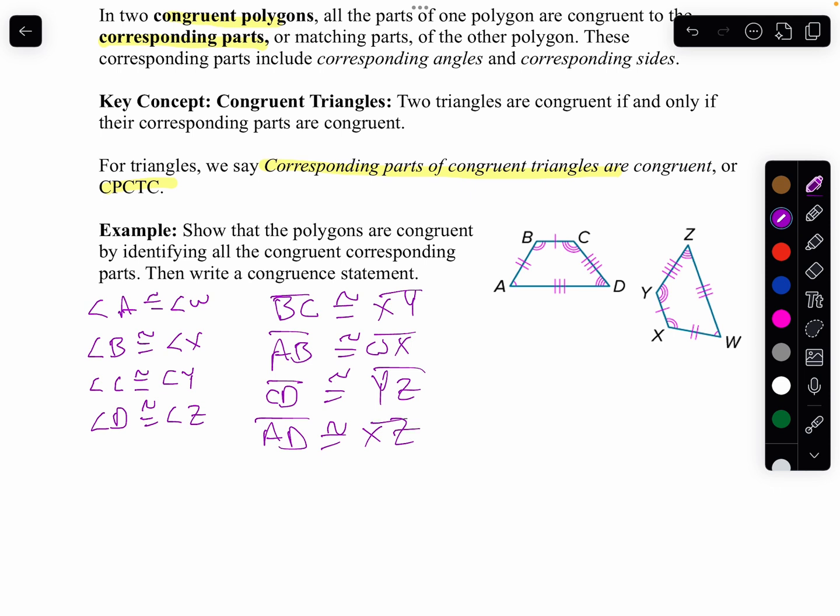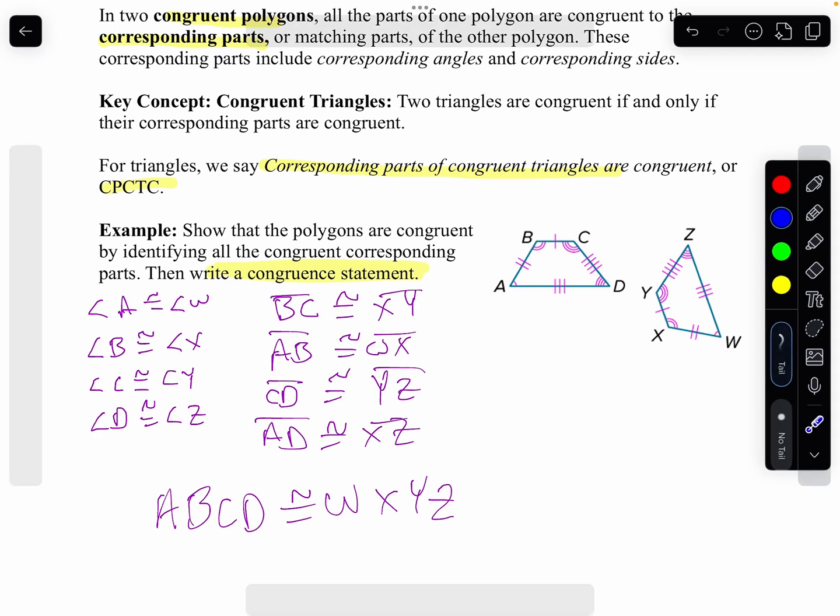Now we want to write a congruent statement. So when you write a congruent statement, you're just going to write down the names of the shapes that are congruent in the same order. So if I go A, B, C, D, that's congruent to W, X, Y, Z. Because I can see all my congruence between them.